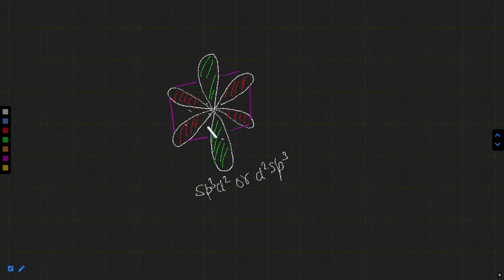Now what will happen next? The ligand will come. Suppose an NH3 ligand is coming. I'm just drawing the single orbital of the NH3 ligand. They will just overlap with this. Similarly, one more orbital will overlap with this. Now this can be either p, d or s depending upon the ligand. So I'm taking the example of a p orbital.